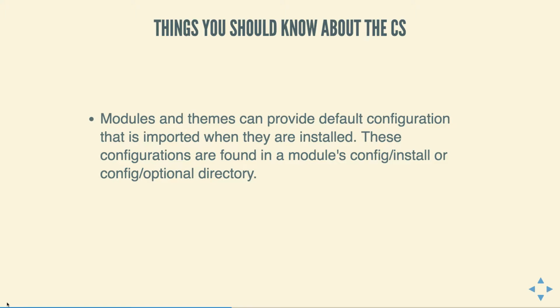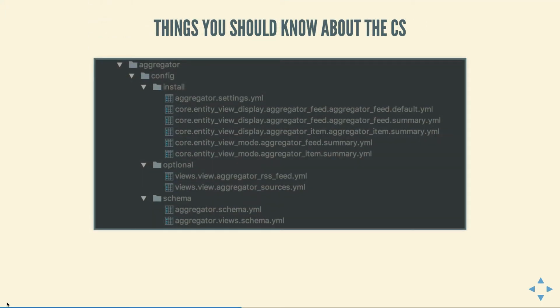So another thing to note: modules and themes can provide default configuration. This configuration is imported when they're installed, and it lives in the module's config install or config optional directory, which you can see an example of here. This is the aggregator module in core.